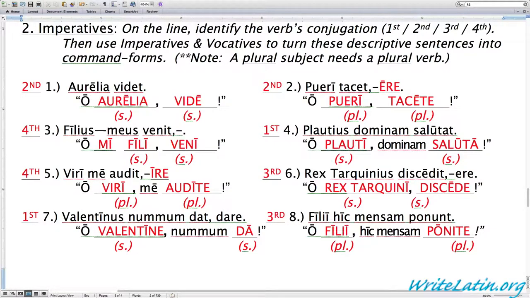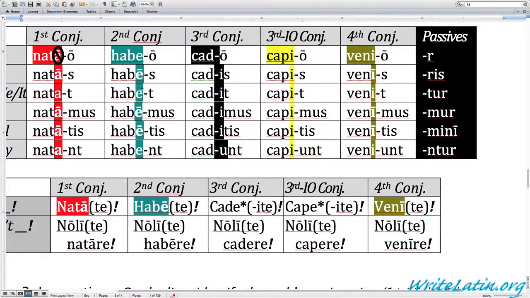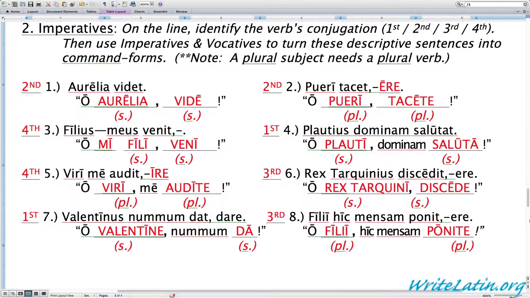And lastly, number 8. We look at ponunt. Find it in our vocab list. It is ponit, ponere. And that's not a long vowel, so it can't be any of the 3 long vowel conjugations. It's got to be one of the short vowel third conjugations. And since we have plural, we've got to put in a plural ending. So, ponite. O sons, put the table here.